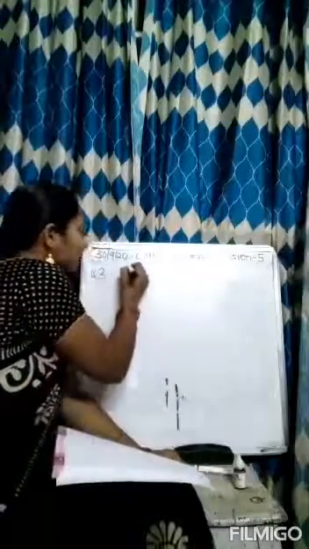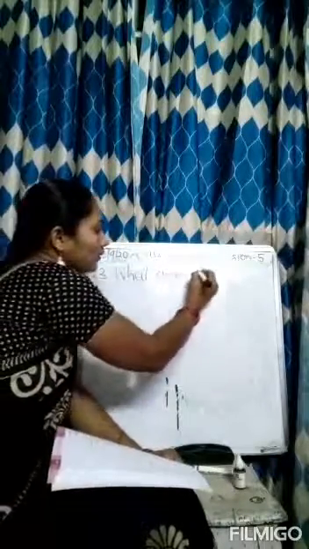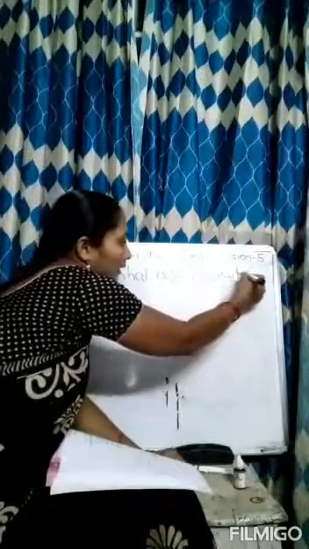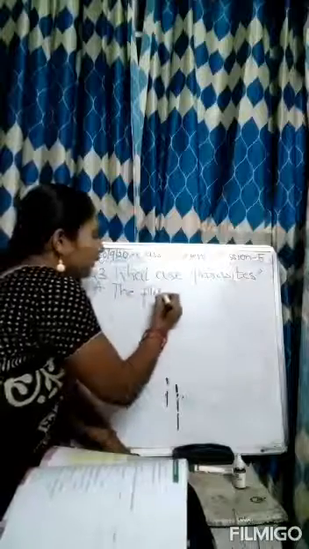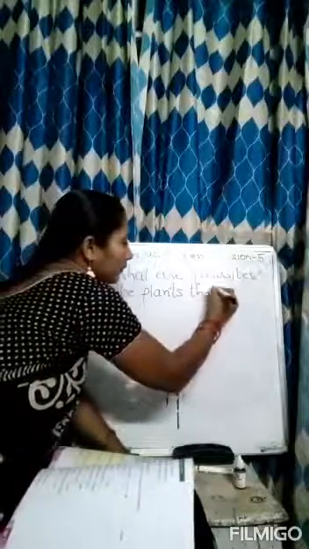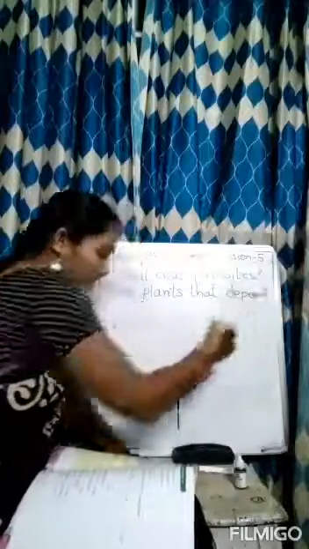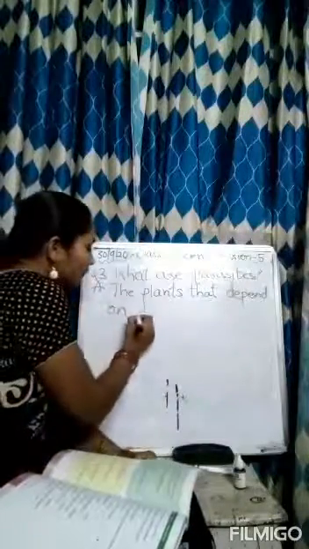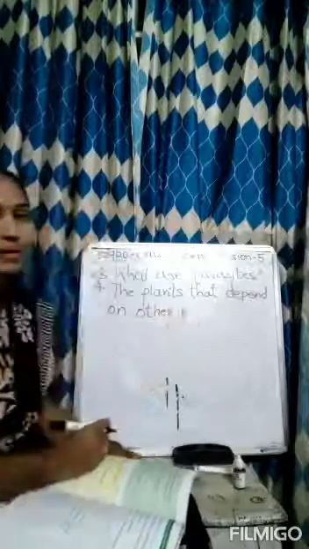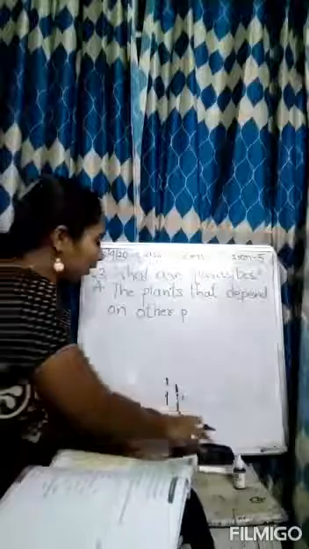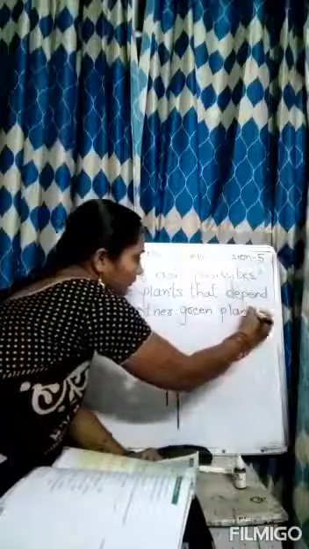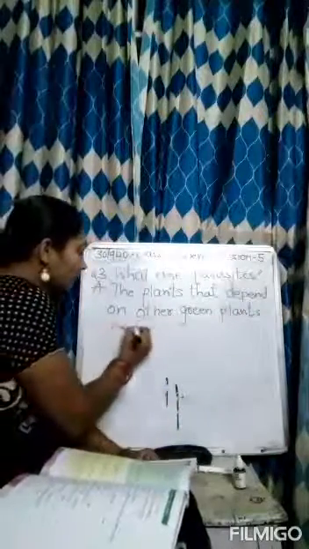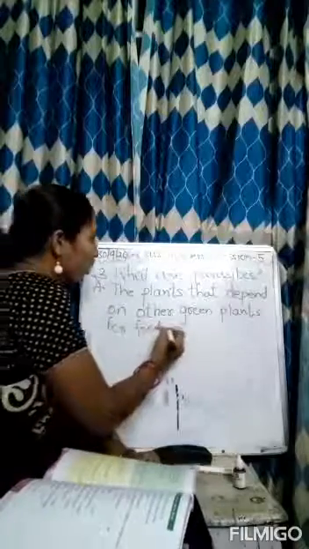What are parasites? The plants that depend on other green plants for food are parasites.